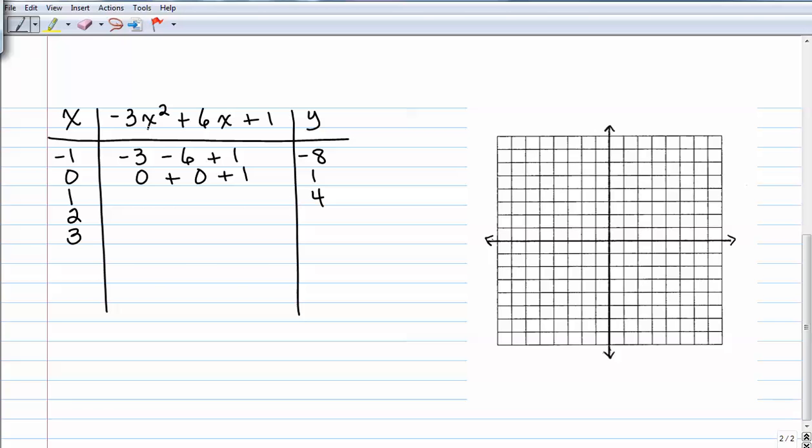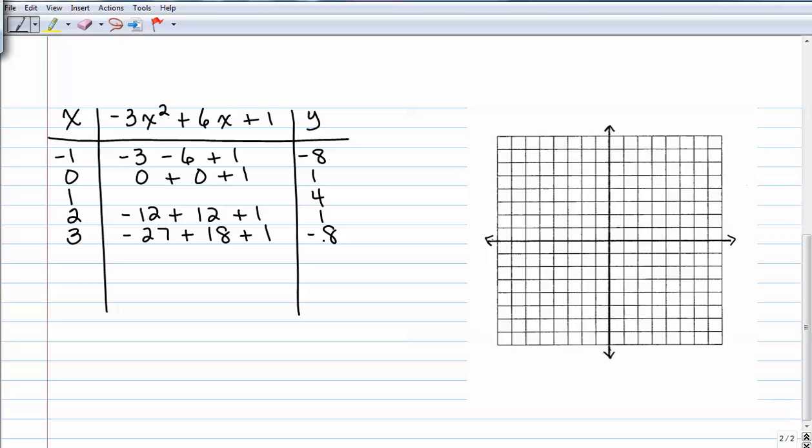Plugging in 2, 2 squared is 4, times negative 3 is negative 12, plus 2 times 6, which is 12, plus 1, or 1. Plugging in 3, 3 squared is 9, times negative 3 is negative 27, plus 3 times 6, which is 18, plus 1, which gives me a negative 8. You should notice some symmetry in your y values.